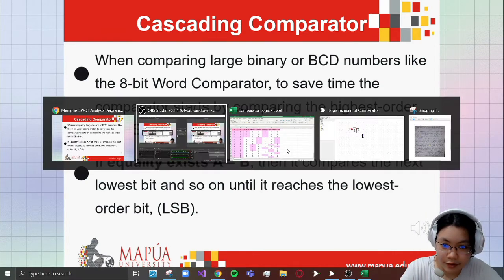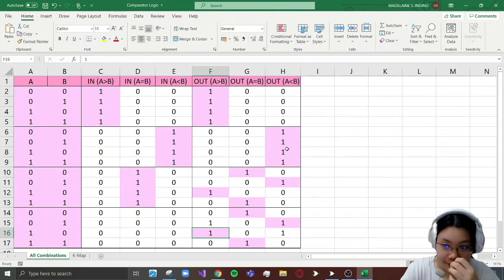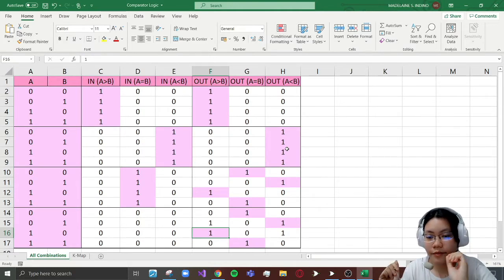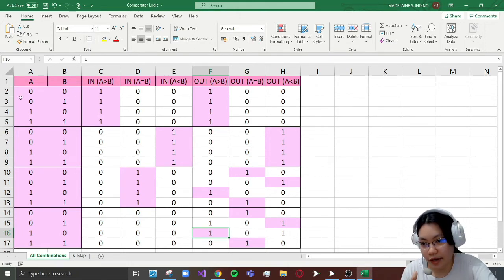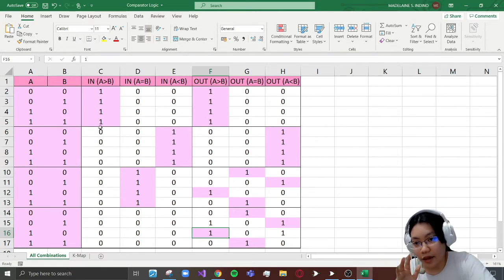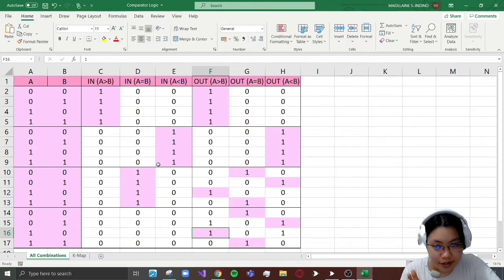So I've created an Excel file to show all the possible combinations of cascading. So we can see here that these are the 4 possible combinations of A alongside with these inputs. So it can be A is greater than B, A is less than B, A is equal to B, or no input. So in the case where A is greater than B, or when A is less than B, then there's no problem with the output because it will just follow the most or the highest order.